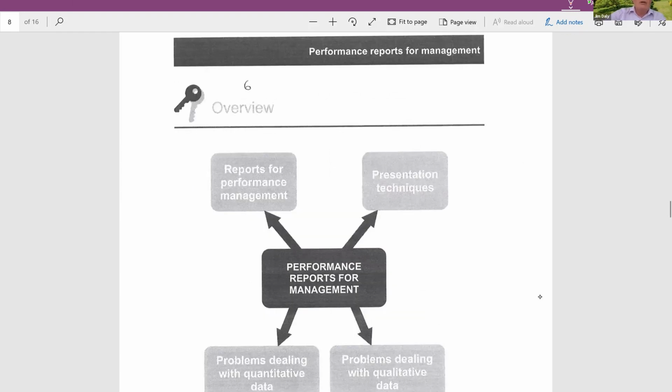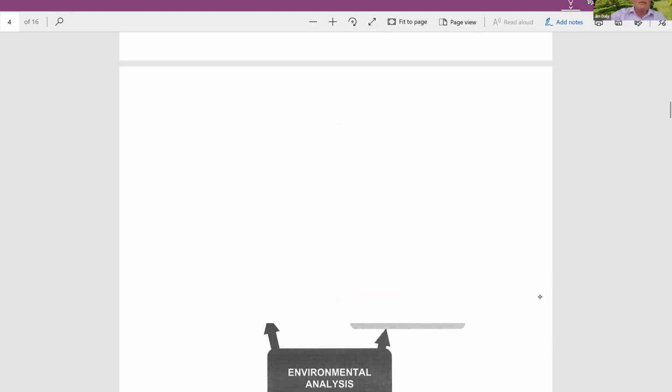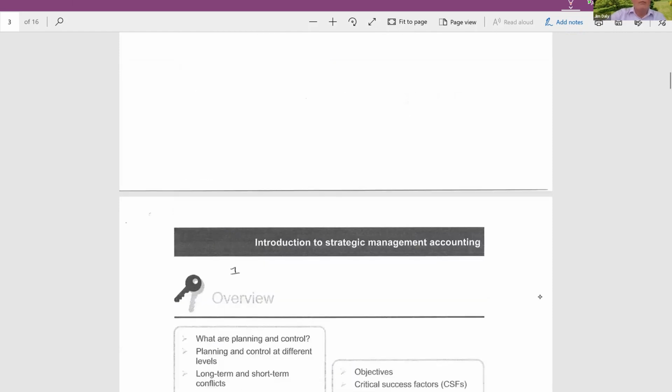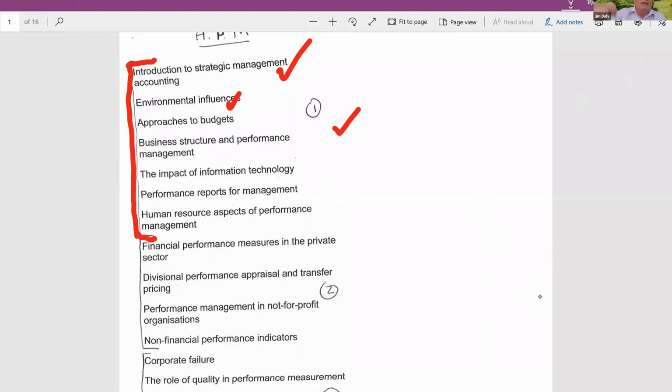So what I'm saying to you there is, when we look at APM as a subject, and what I call section 1, i.e. the first 7 chapters of the textbook, that's essentially what's being covered.